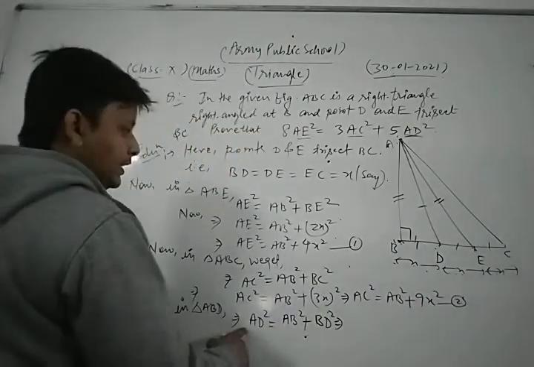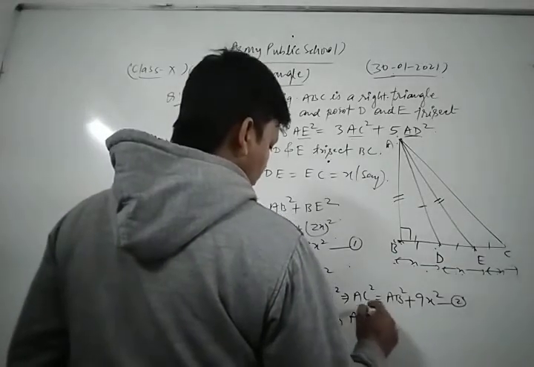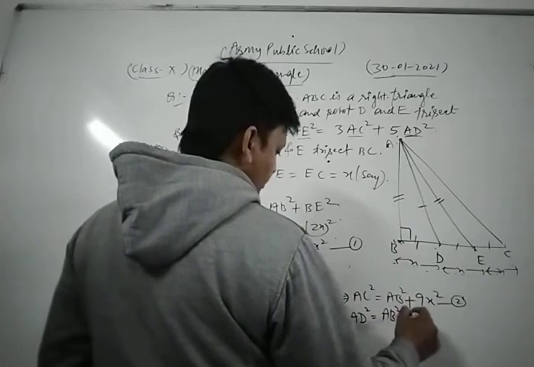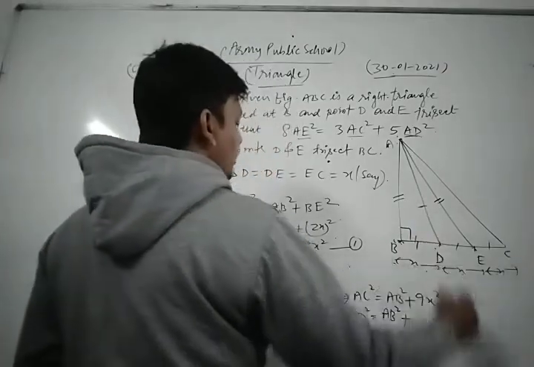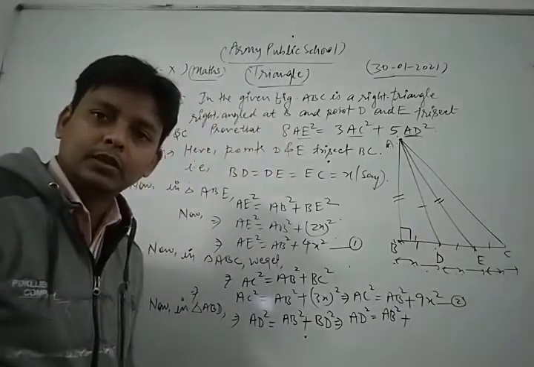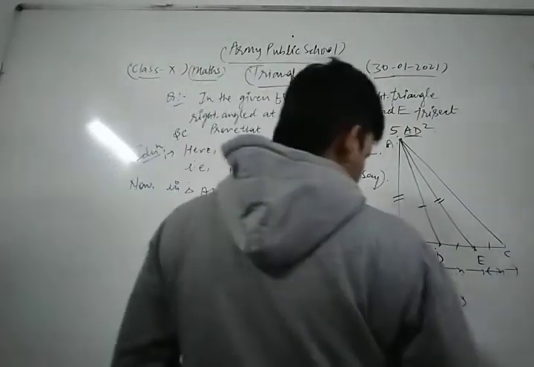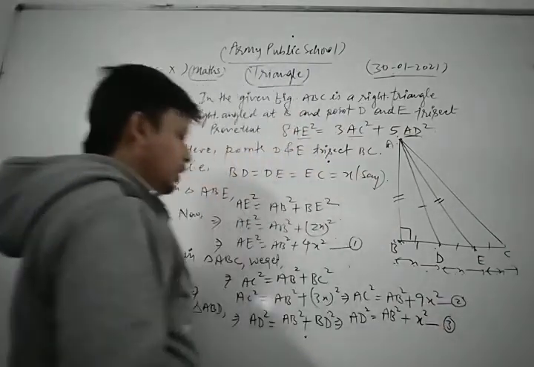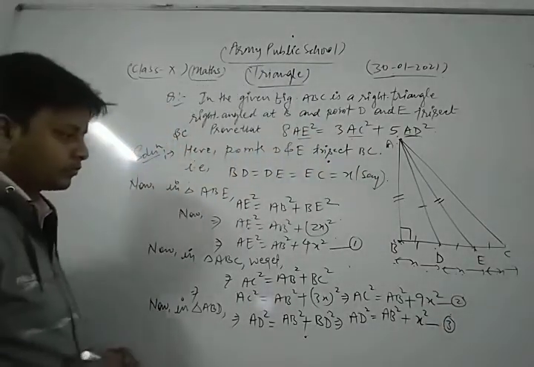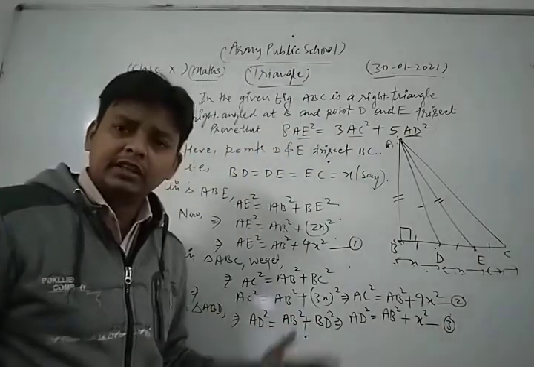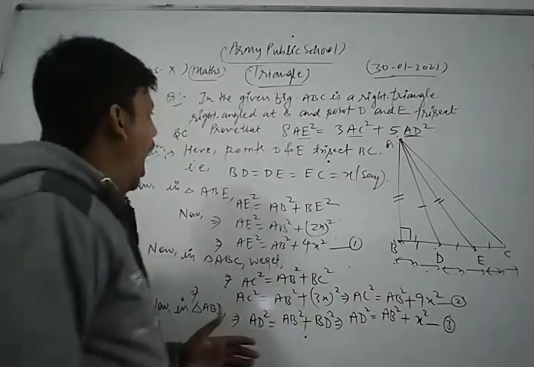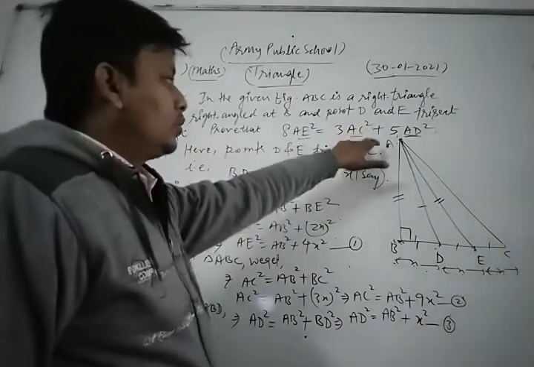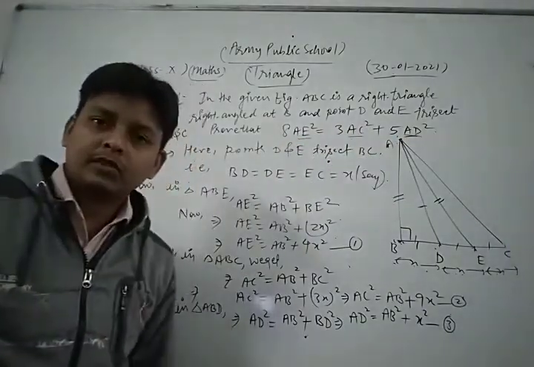Now that is, AD square is equal to AB square, write as it is, plus BD square. The value of BD is what? X. So here we write X. Take equation number 3. Dear friends, in this way we find all the values as AE square, AC square and AD square.